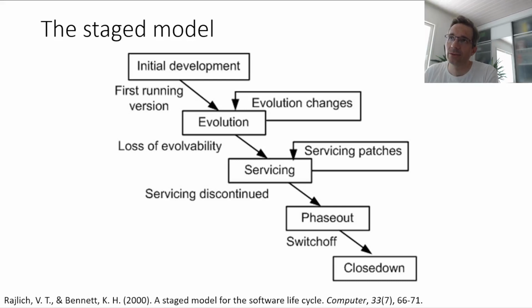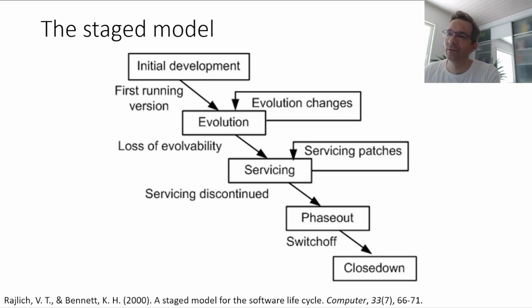Once we enter the servicing stage, no longer are functional or architectural changes made to the system. Basically, we only serve patches, bug fixes for the most crucial issues. At some point in a system's lifetime, there will be a time when the servicing is also discontinued. There can be different reasons for that. They can be business reasons, or they can be technical reasons. At that point, the strategy of the phase out is defined. And after this phase out phase, the system is no longer offered for use.